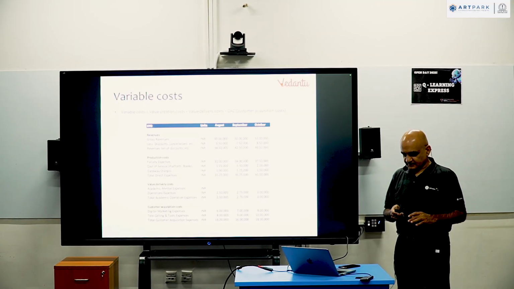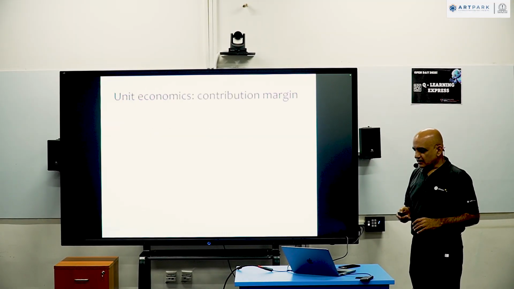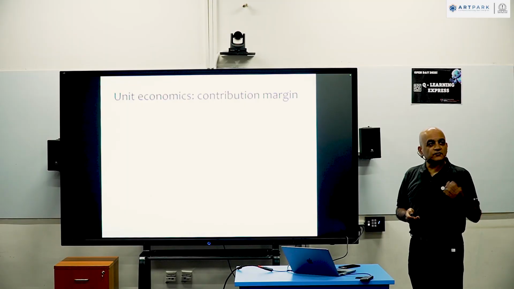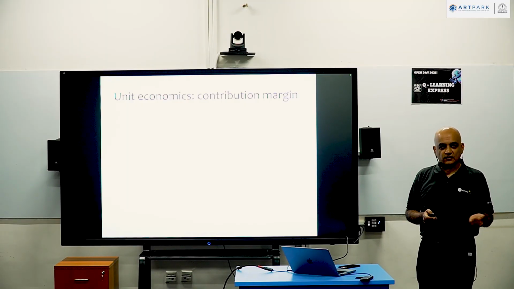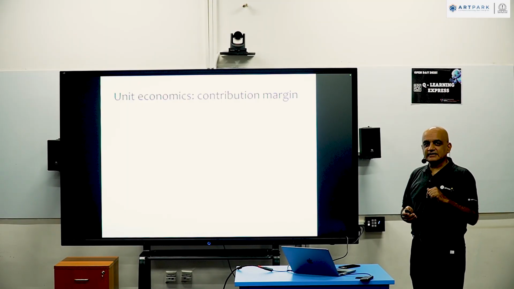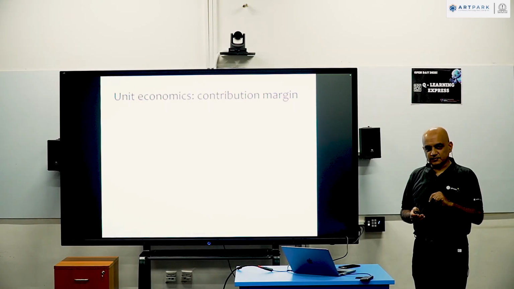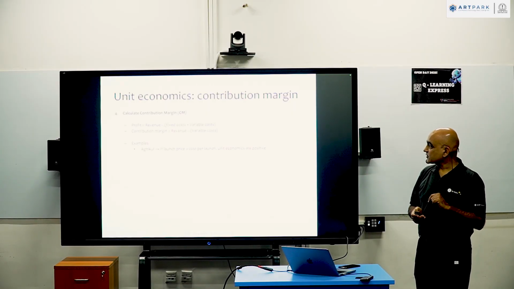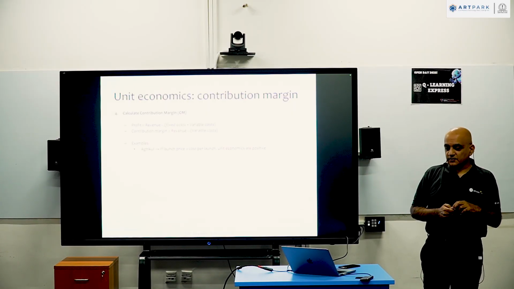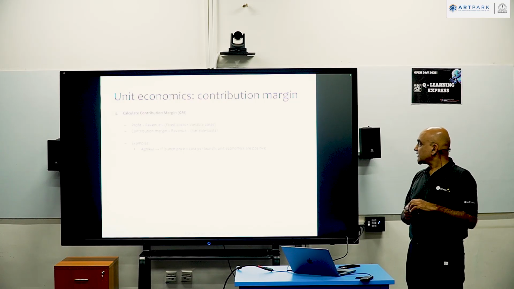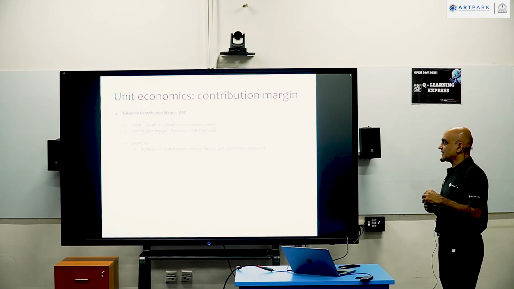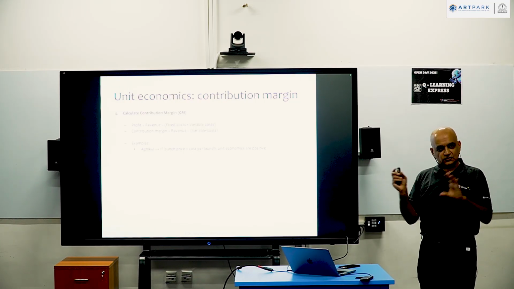So those are the expenses, right? So what do we do and how do we see whether this is going to work or not? That is done by looking at what's called contribution margin. So what is contribution margin? Contribution margin is profit. Well, first of all, actually, profit is revenue minus costs.